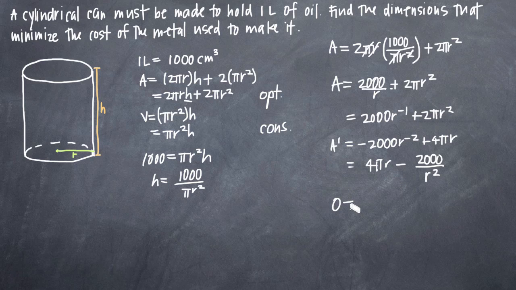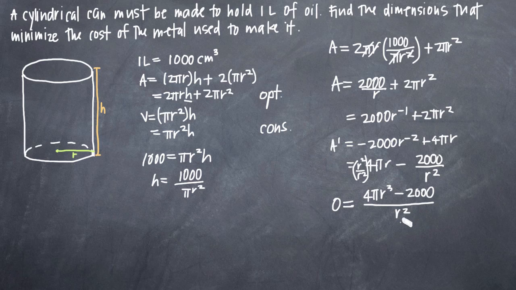So if we set it equal to 0, let's at the same time go ahead and find a common denominator. In order to find a common denominator, we're going to be multiplying this first term by r squared over r squared, and we'll get 4 pi r cubed. We can combine the fractions, minus 2000 all over r squared. So now what we can see is that this right-hand side is going to be equal to 0 whenever the numerator is equal to 0 or if the denominator is undefined.